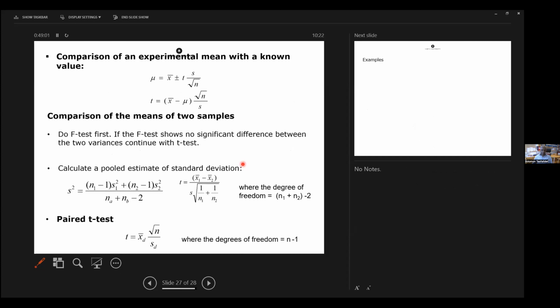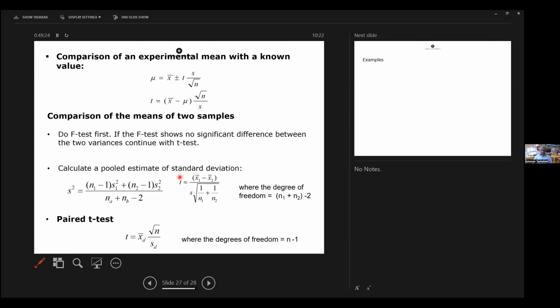And this is the average, or the summary, of what I showed you on the whiteboard. Comparison of an experimental mean with a known value. This is the first case. And comparison of the means of two samples. Do F-test first. If the F-test shows no significant difference between the two variances, continue with T-test.